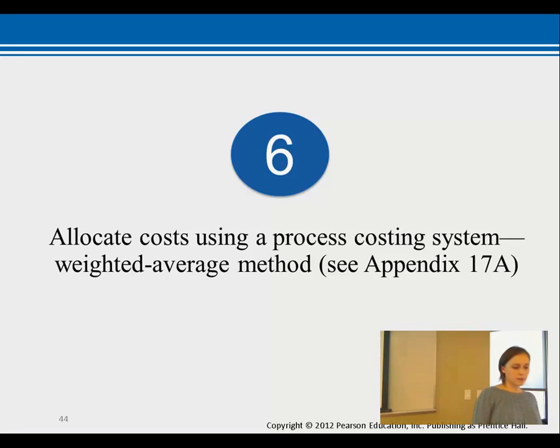So now let's look at how we allocate costs using a process costing system, and it's the weighted average method.